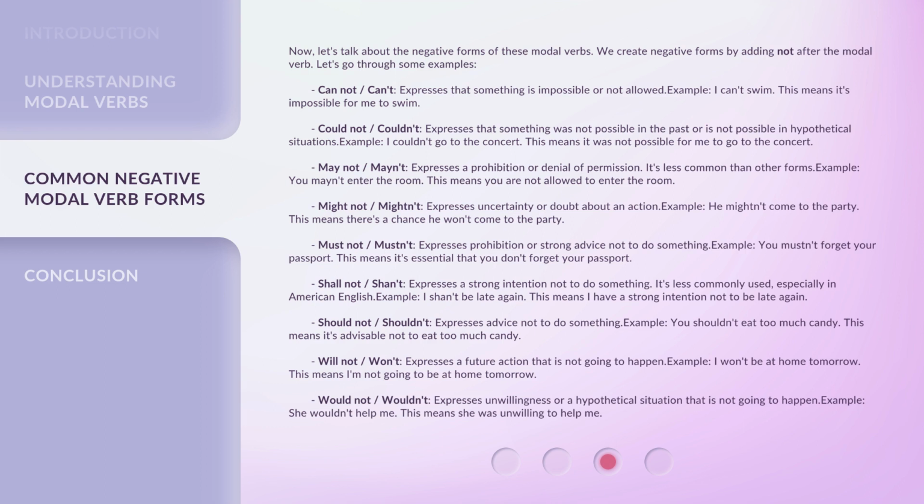Shall not, shan't, expresses a strong intention not to do something. It's less commonly used, especially in American English. Example: I shan't be late again. This means I have a strong intention not to be late again.